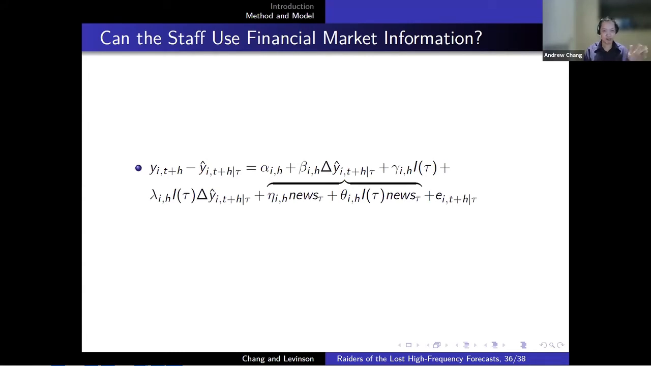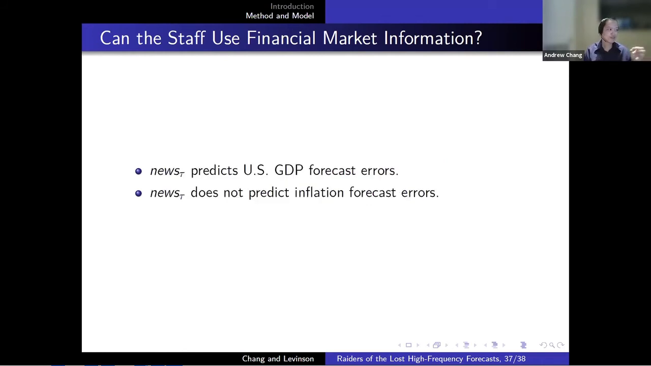And then again, we separate it out between forecasts that are made within the 2 weeks before the meetings versus not. And what we find is that this synthesis of outside information plus financial market information does predict the GDP forecast errors, but it does not predict the inflation projections.